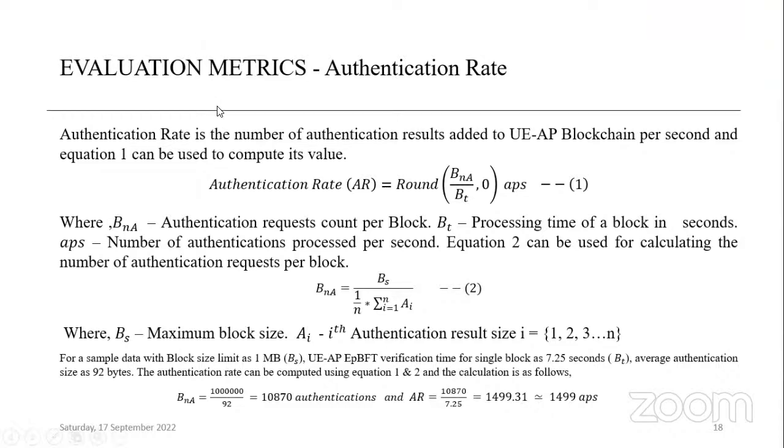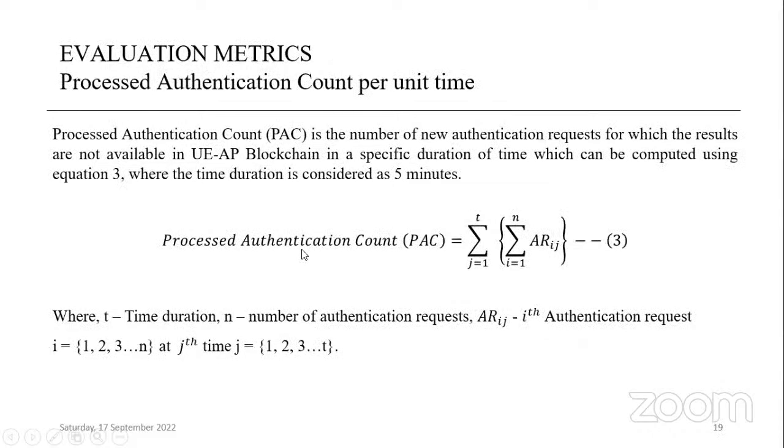Yeah, sure. These are the evaluation metrics which are used to evaluate the proposed system against the existing ones. The first is the authentication rate, which is the number of authentication results added to the blockchain per second. This is calculated based on the block processing time and the number of requests in the block. Equation number 1 is used to calculate the authentication rate. The second is the processed authentication count. For every duration of 5 minutes, we calculate how many authentication requests are coming in, how many are newly processed, and how many are reusing the stored result.